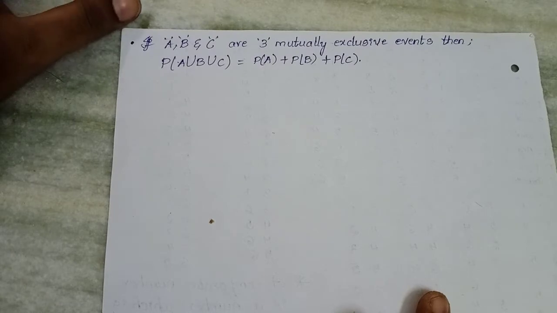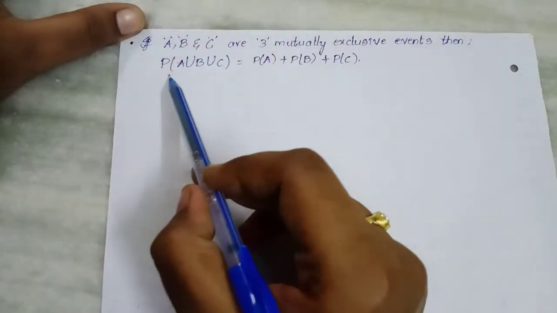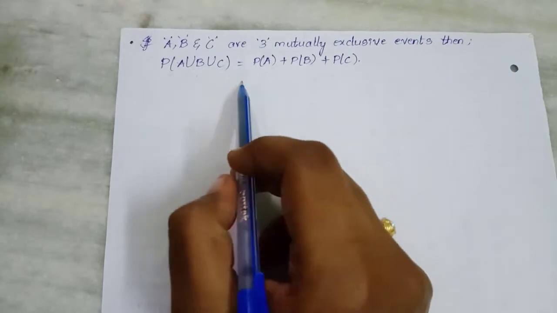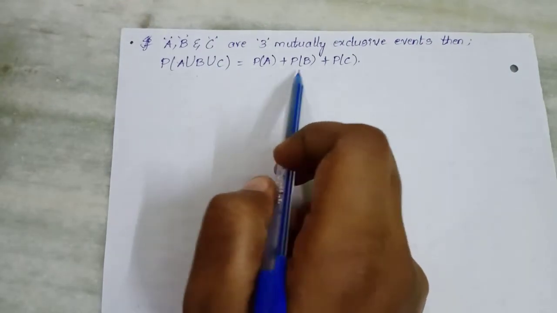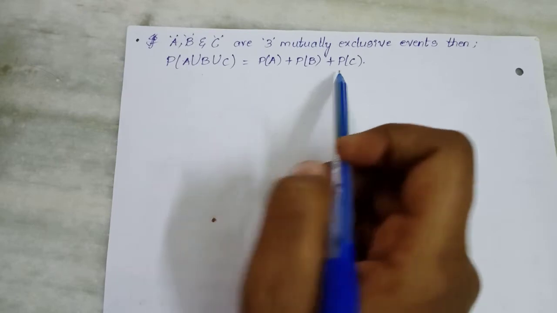And the most important point is: if A, B, C are three mutually exclusive events, then the probability of A union B union C is equal to probability of A plus probability of B plus probability of C.